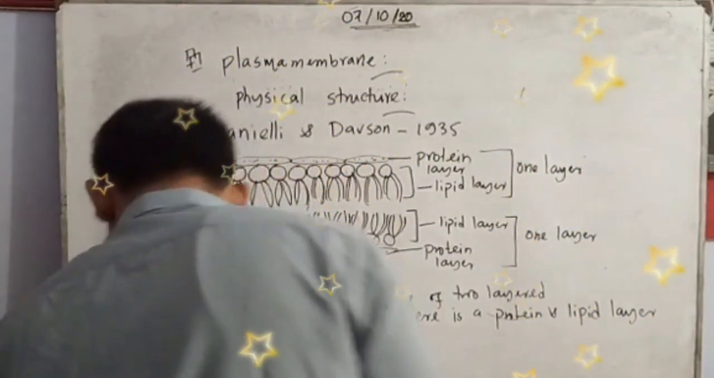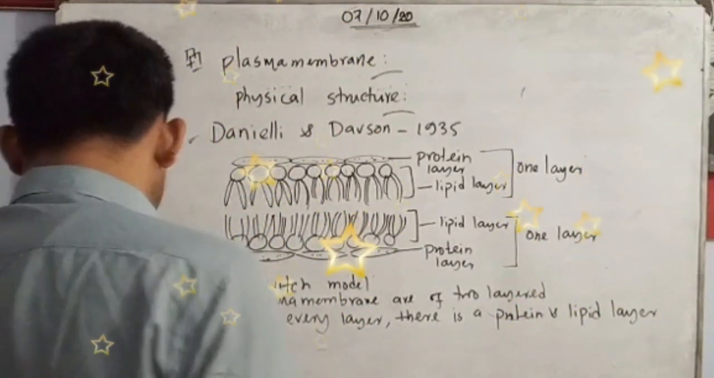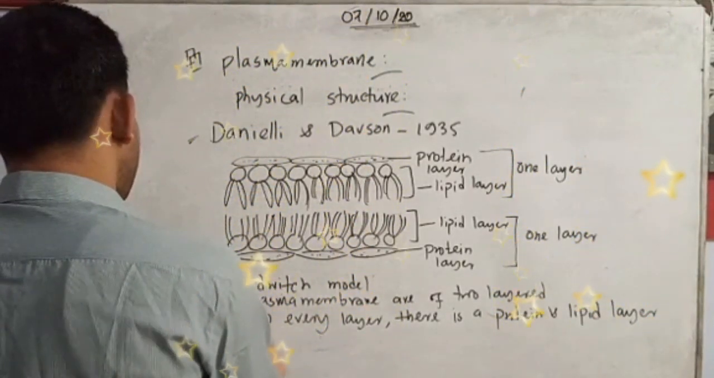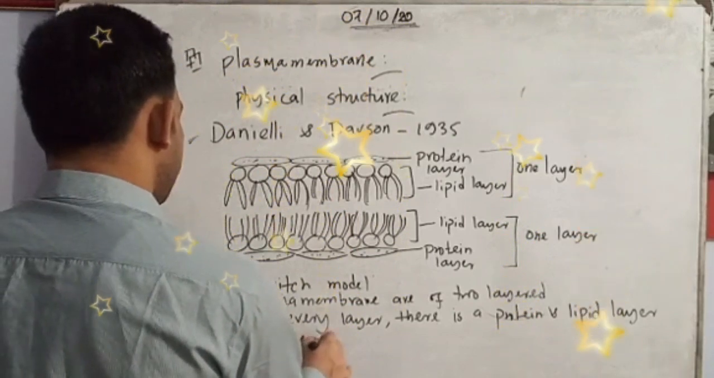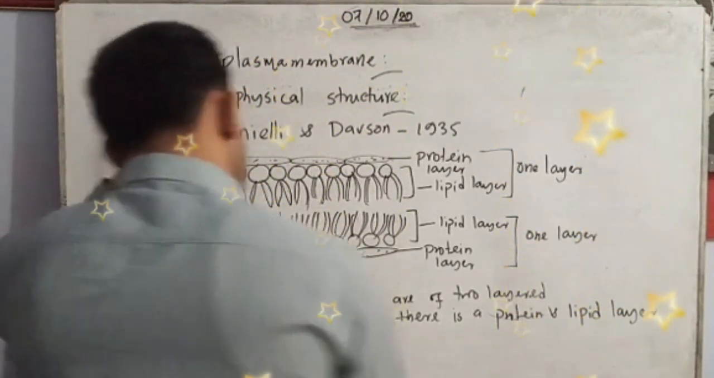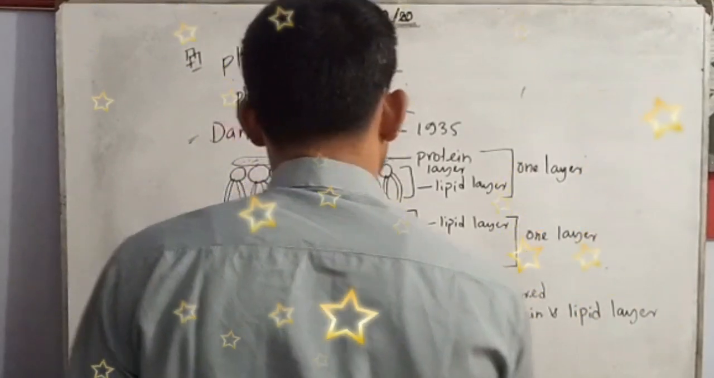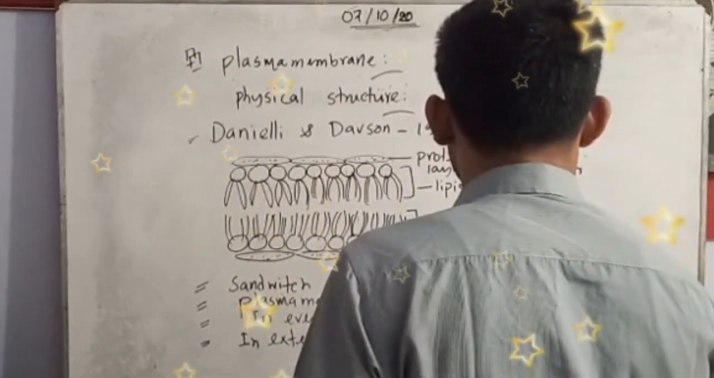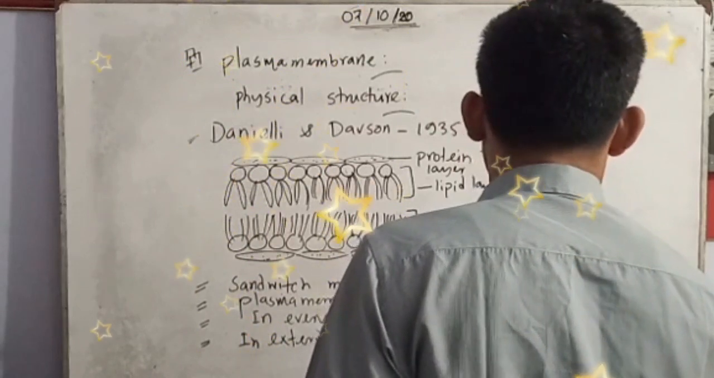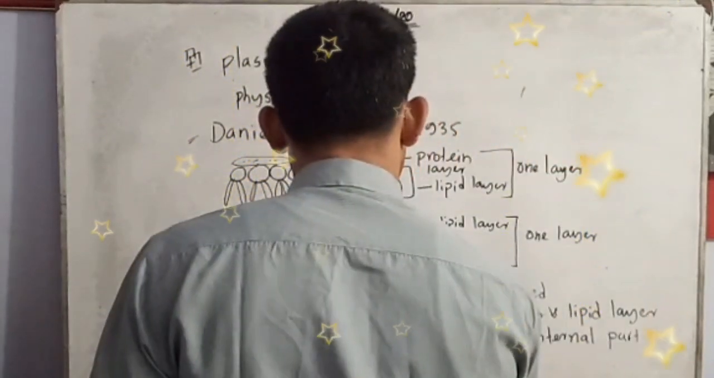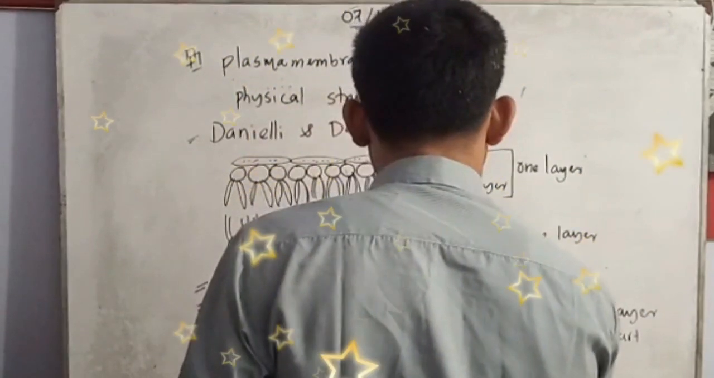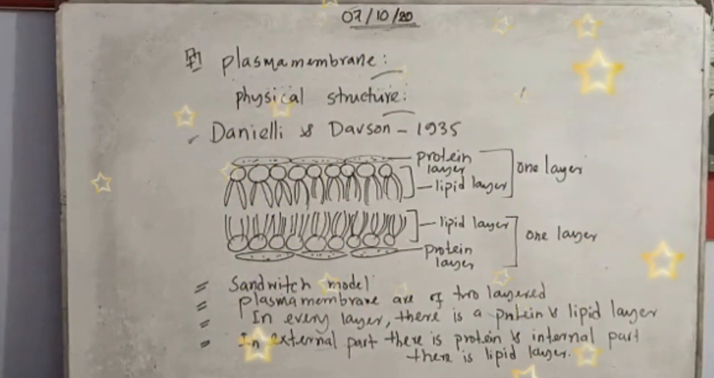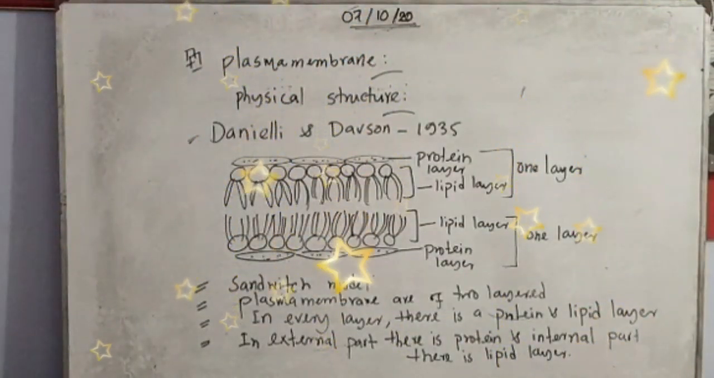Okay, and very important, we have seen in the external part there is protein, and in the internal part there is lipid layer. Very, very important thing I have written there, so you need to understand this one, and I will make you understand for your betterment.